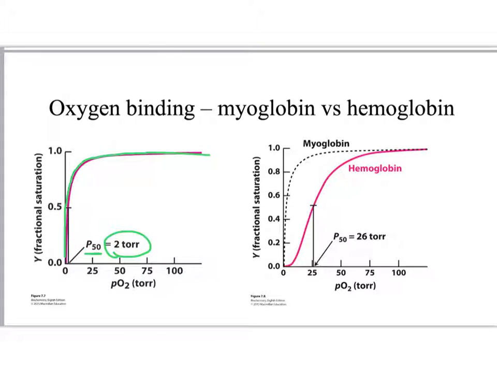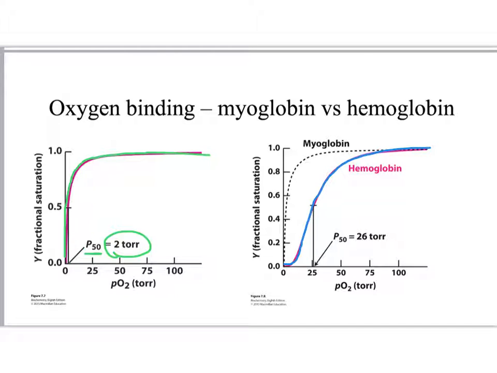It does indicate that oxygen will bind myoglobin with a very high affinity. It doesn't take much pressure to get it to bind. Now for hemoglobin, the binding curve, we'll see on the right here, has more of a sigmoidal shape to it. So here's our hemoglobin binding curve.